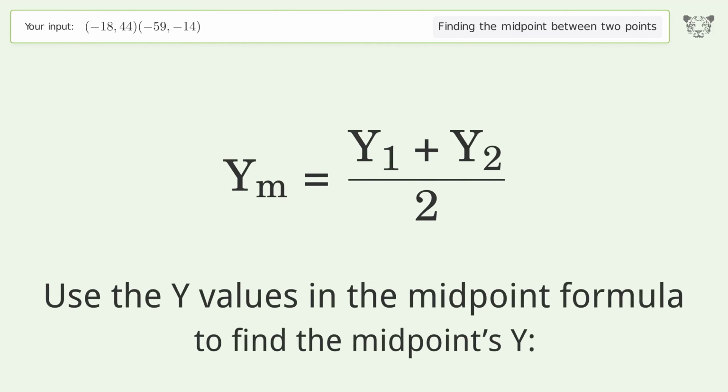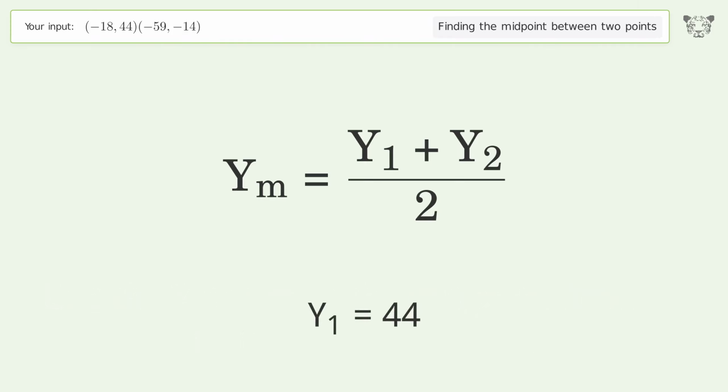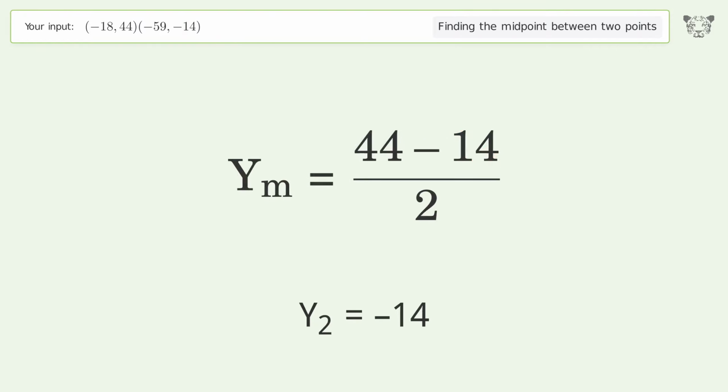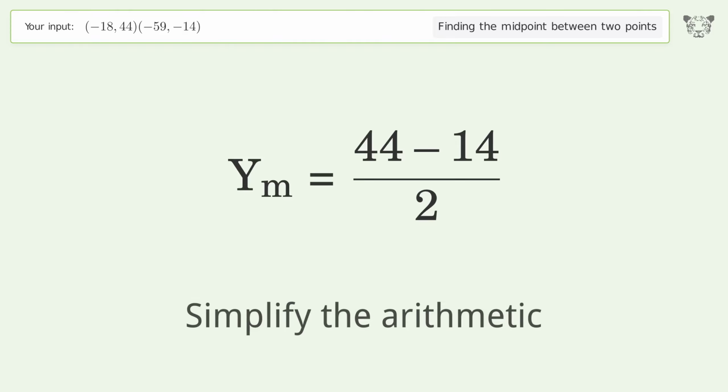Use the y values in the midpoint formula to find the midpoint's y. y1 equals 44. y2 equals negative 14. Simplify the arithmetic.